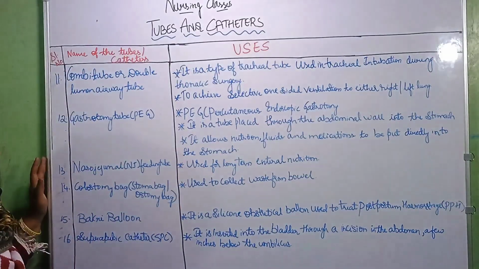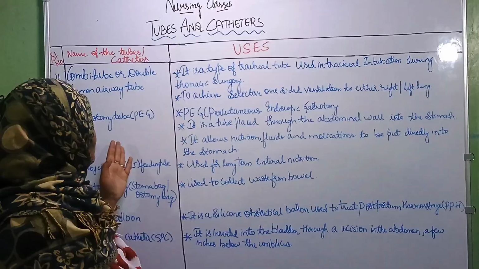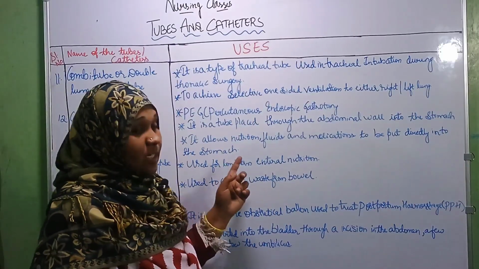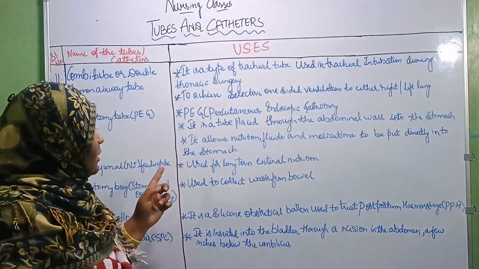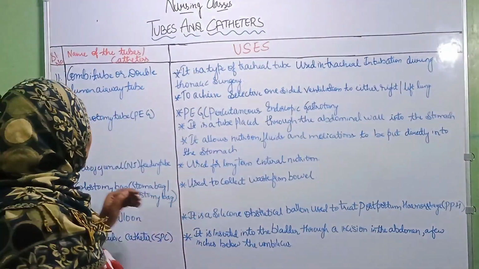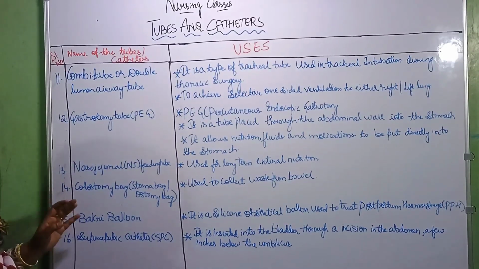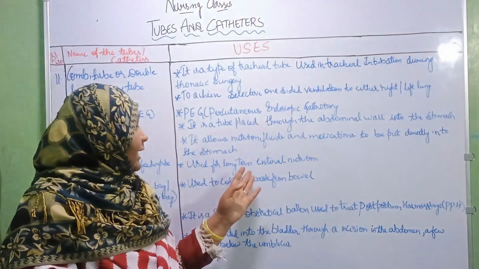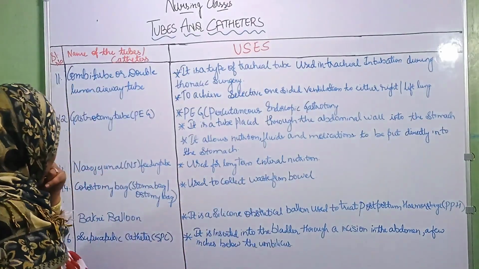So next is gastrostomy tube, also known as PEG, that is percutaneous endoscopic gastrostomy. It is a tube which is placed through the abdominal wall into the stomach and it allows nutrition, fluids and medication to be put directly into the stomach. So nasojejunal feeding tube, it is used for long-term enteral nutrition. Enteral nutrition is nothing but gastrointestinal nutrition.